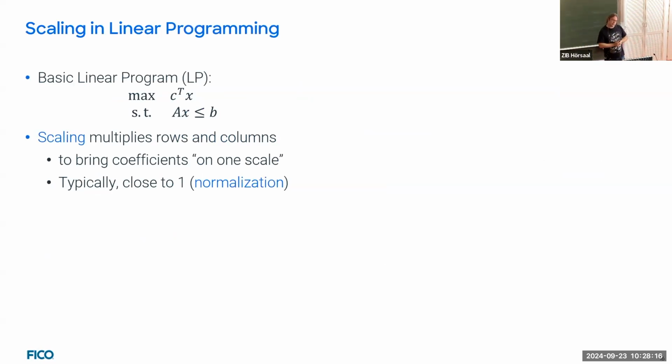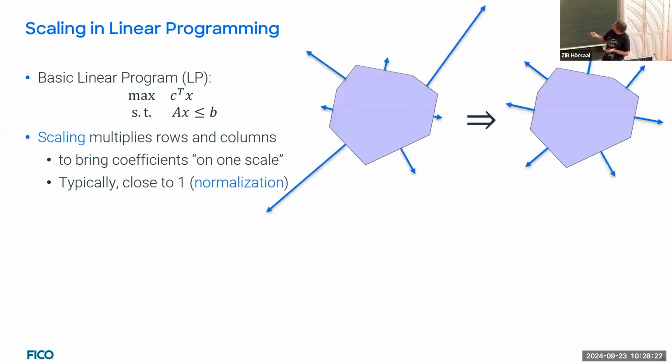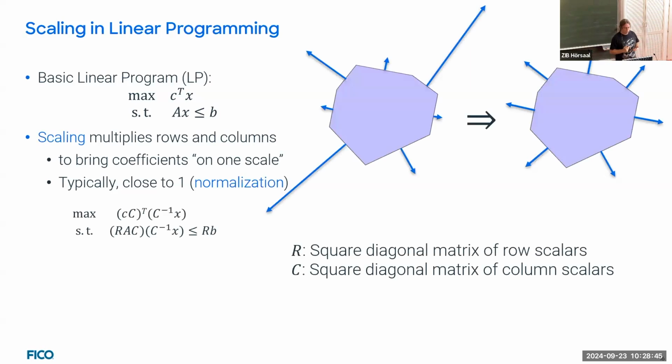Okay, so for a basic linear program, as we know it, visually, I imagine this to be something like that. So you have your coefficients that you can represent visually as the normal vectors of your constraints, and you want to bring them all on one scale. So this would be nicer than this here, in a sense. So typically, that's just close to 1. That's kind of a normalization.